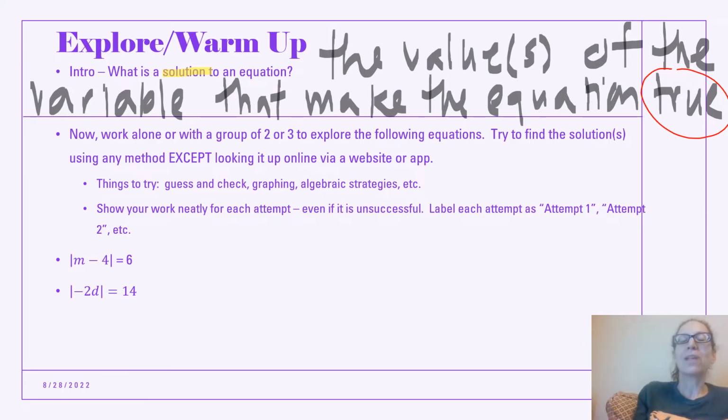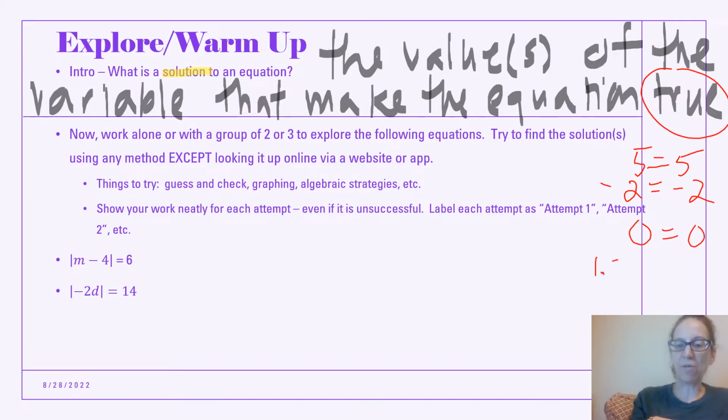An equation that's true, we don't want to overthink this, is something like 5 equals 5. I think everybody would agree that's true. 5 equals 5. Or -2 equals -2. Or 0 equals 0, or 1.2 equals 1.2. Okay, all of those are examples of true statements, as opposed to a false statement. A false statement might be something like 2 equals 3. Okay, that is a false statement. All of these over here are true statements. 2 equals 3 is a false statement.